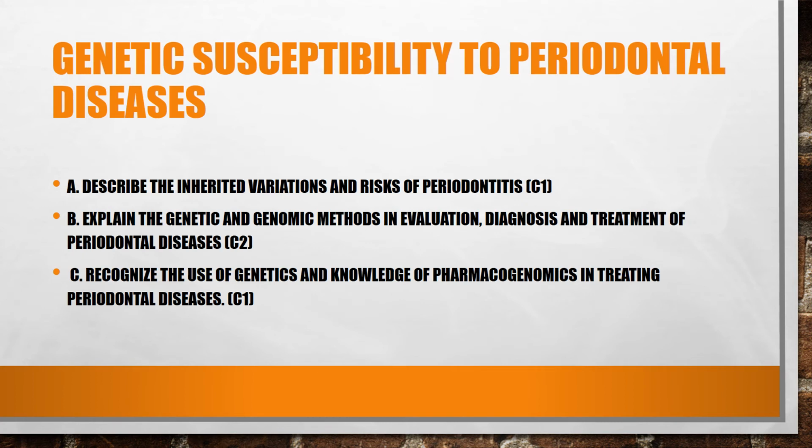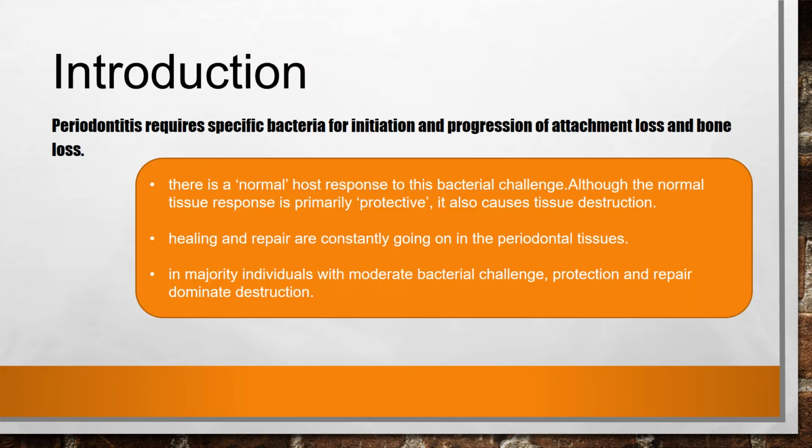Then coming to the next topic, a short note on genetic susceptibility to periodontal disease. Based on the learning outcomes: describe the inherited variations and risk of periodontitis, explain the genetic and genomic methods in evaluation, diagnosis and treatment of periodontal diseases, recognize the use of genetics and knowledge of pharmacogenomics in treating periodontal diseases. Introduction. Periodontitis requires specific bacteria for initiation and progression of attachment loss and bone loss.